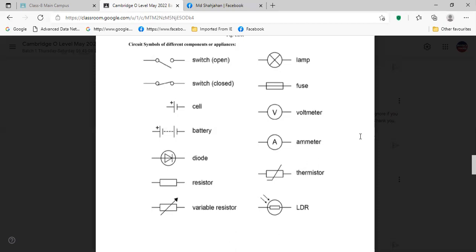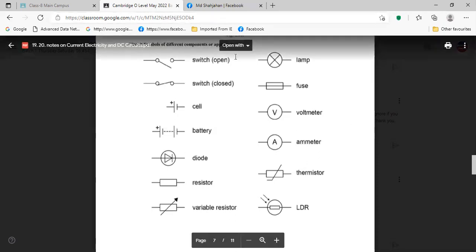And not only in our batch, in the country, all around the globe, everyone can communicate easily, right? One person in another state or country, you can communicate with the same circuit symbol without any hesitation, right? Yes, sir. Okay, so you have your switch open, switch closed.